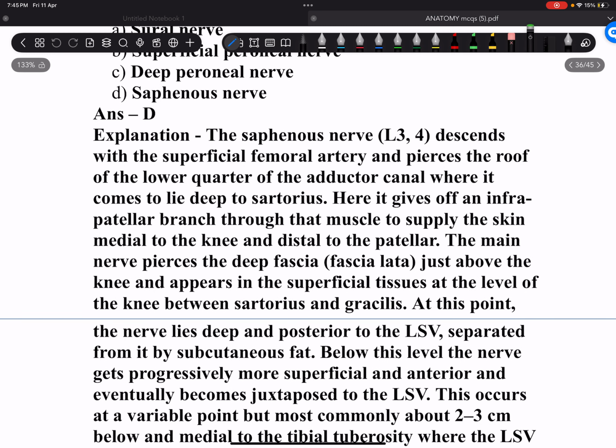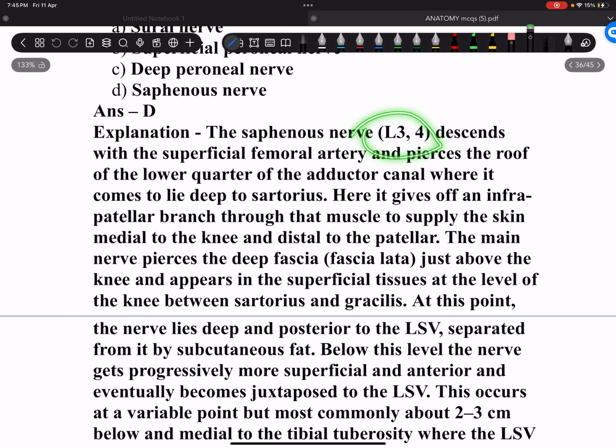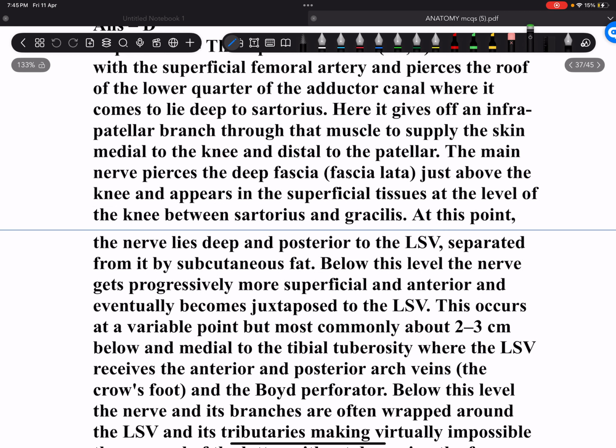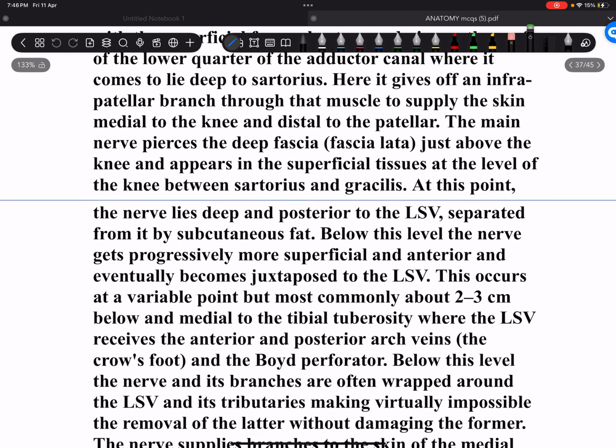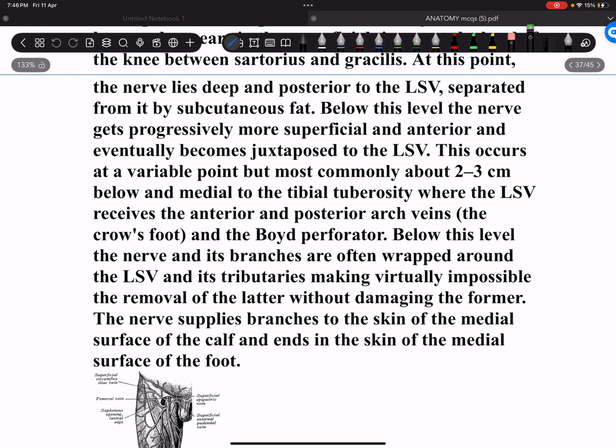The saphenous nerve is L3, L4, descends with the superficial femoral artery and pierces the roof of the lower quarter of the adductor canal, where it comes to lie deep to sartorius. Here it gives off an infrapatellar branch through that muscle to supply the skin medial to the knee and distal to the patella. The main nerve pierces the deep fascia lata just above the knee and appears in the superficial tissues at the level of the knee between sartorius and gracilis. At this point, the nerve lies posterior to the LSV, separated from it by subcutaneous fat.